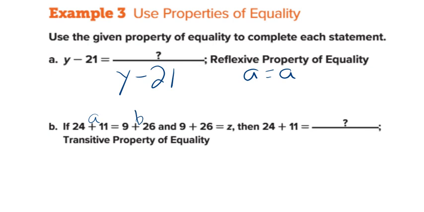B says if A plus 11, so A, equals 9 plus 26, so B, and 9 plus 26, which was B, equals Z, so C, use the transitive. So it repeated our A, and based off transitive, since this B repeats here, we would set A equal to C, so in that blank would go Z.